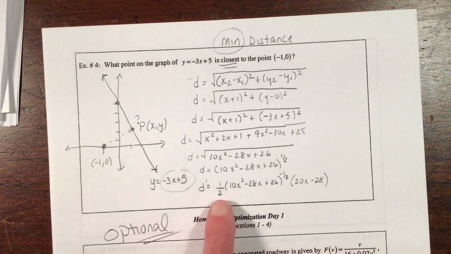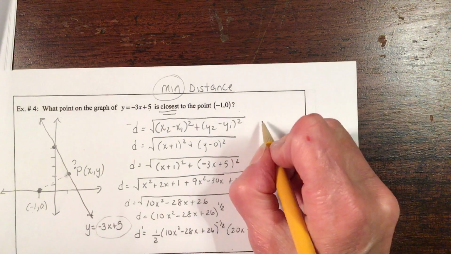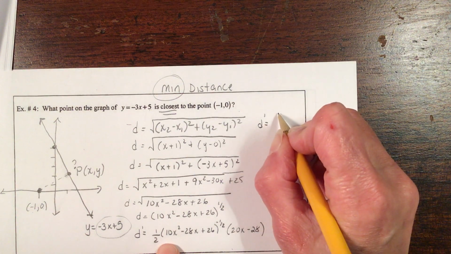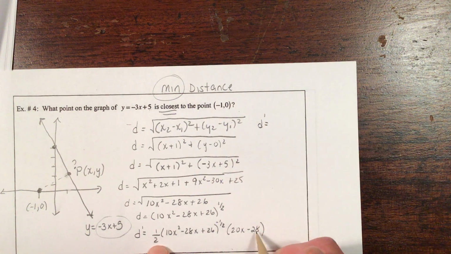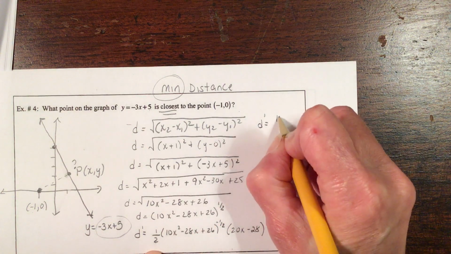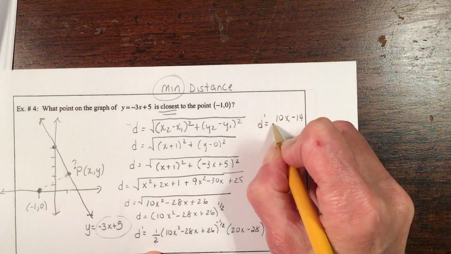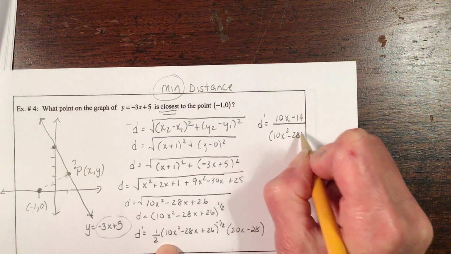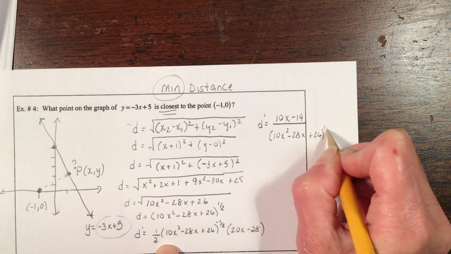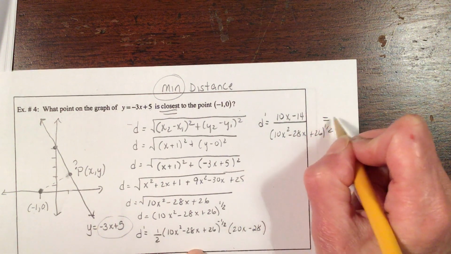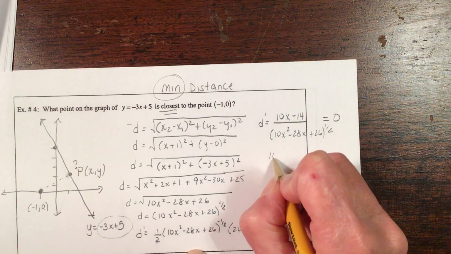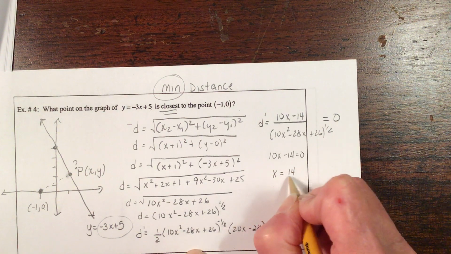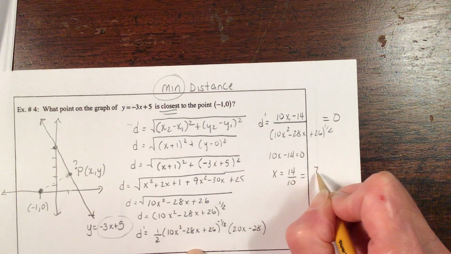Okay. So now I'm going to rewrite this so I can see what I'm dealing with. D prime equals 20x minus 28 over 2. So that becomes 10x minus 14. And this whole thing is going to go on the bottom. And remember, I'm setting this equal to 0. I don't care about the denominator. All I care about is the numerator. So x is going to equal 14 over 10, or 7/5.